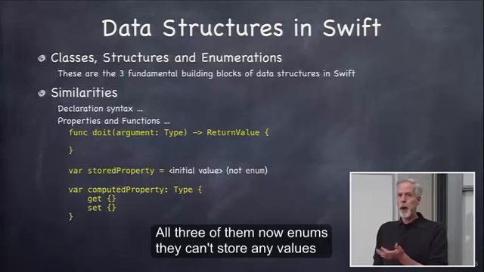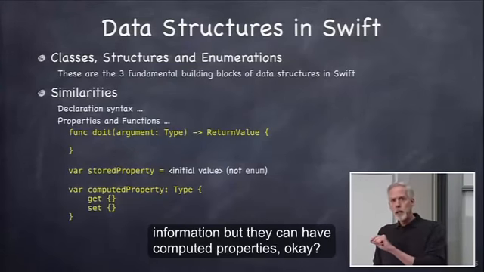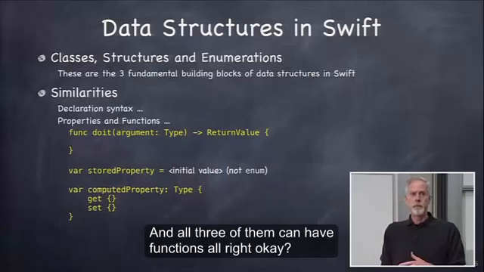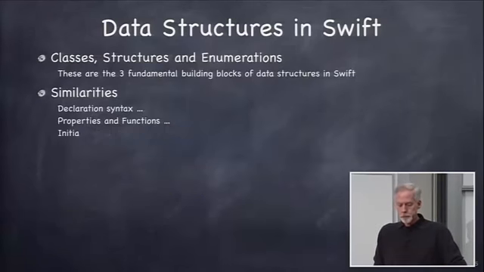Now, enums, their properties can't store any values. You store the values in an enum in that associated information, but they can have computed properties. And all three of them can have functions. So it's important to understand they're very similar in that way.